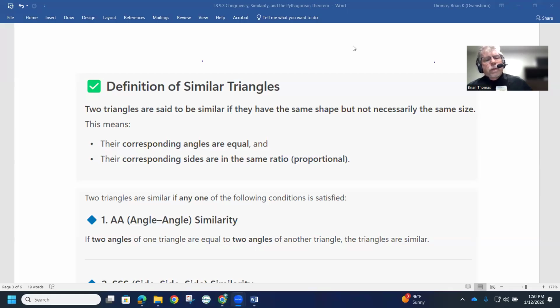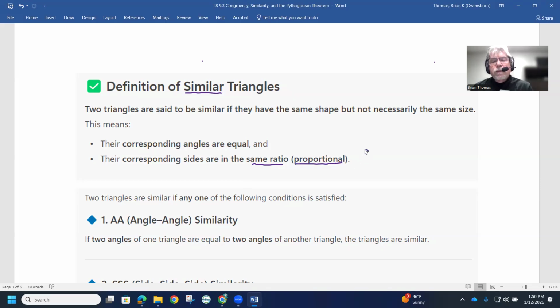So another thing we can do is if we talk about two triangles, we also have what's called similar. Similar kind of means they look alike, but they're not necessarily the same size. So two triangles are said to be similar if they have the same shape, but not necessarily the same size. What this means is the corresponding angles are equal. And what's neat here is the corresponding sides are in the same ratio, or they're said to be proportional.